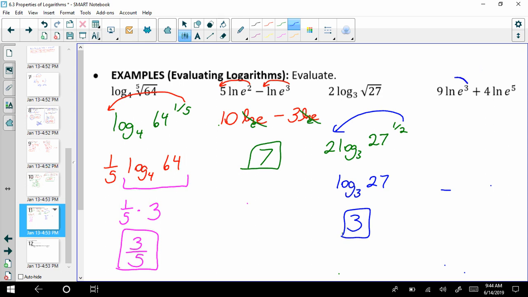Next one, let's move our exponents. So 9 times 3, I'd get 27 natural log e, and I'd get 20 natural log e. We know natural log and e cancel. And I get 47 when I add them together.